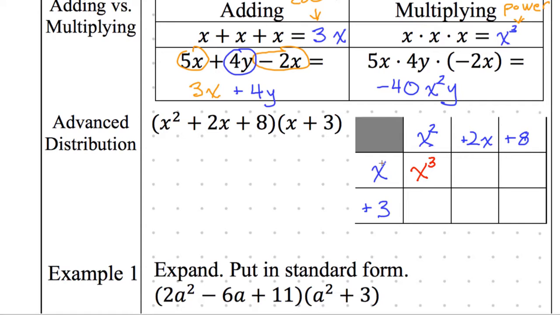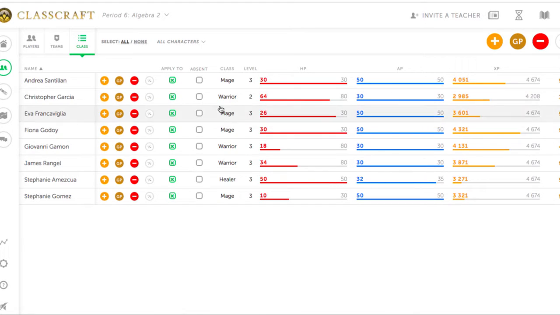X cubed. Again, I took this x squared. So now I'm doing this cell right here. So I'm doing x times 2x, which is, shout it out, 2x squared. What about this one? Quiet raised hand for XP. What goes in that cell, James? 8x. There it is. Thank you, James.